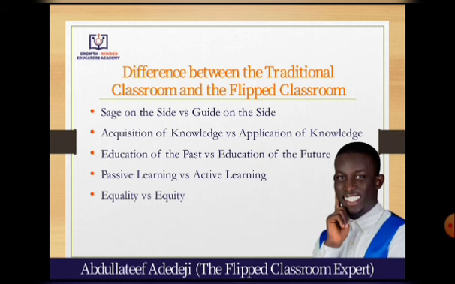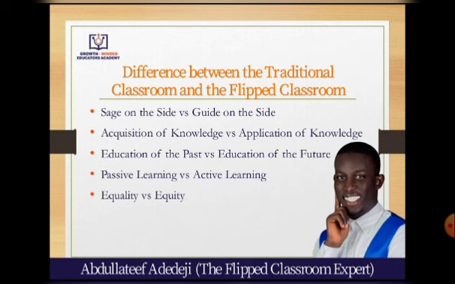But in the flipped classroom, importance is given to both, because both are very, very important. It's not good enough for you to know something, that means to acquire knowledge, and not be able to apply it. And guess what? You cannot also apply what you have not acquired. So both are very important.